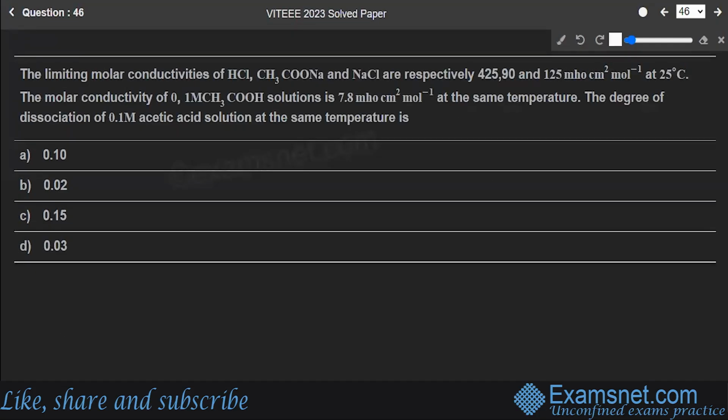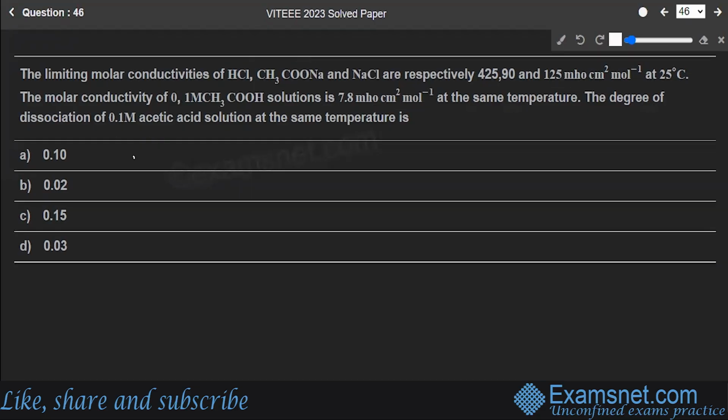Question number 46, the limiting molar conductivities of HCl, CH3COONa, and NaCl are respectively 425, 90, and 125 mho centimeter square per mole at 25 degrees Celsius. The molar conductivity of 0.1 M acetic acid solution is given by this at the same temperature. The degree of dissociation of 0.1 M acetic acid solution at the same temperature is.